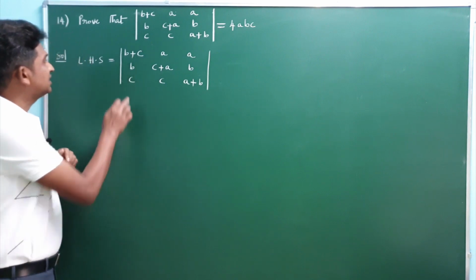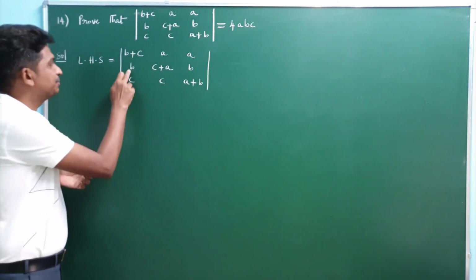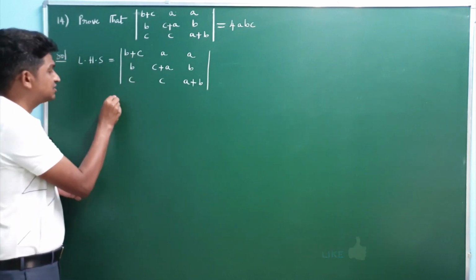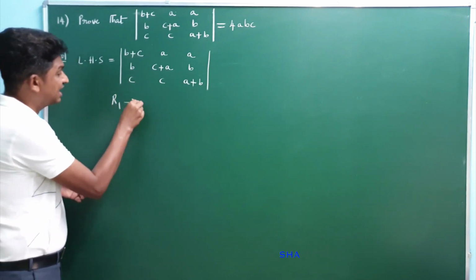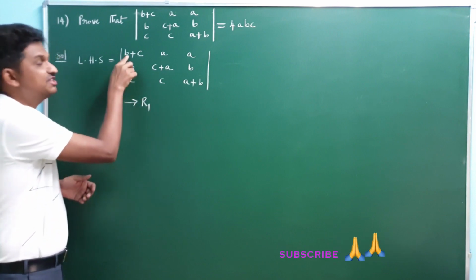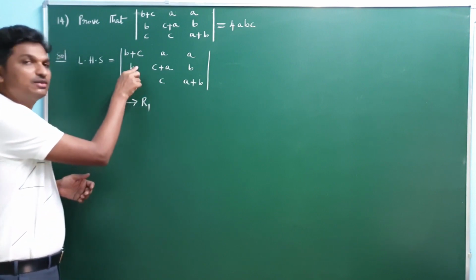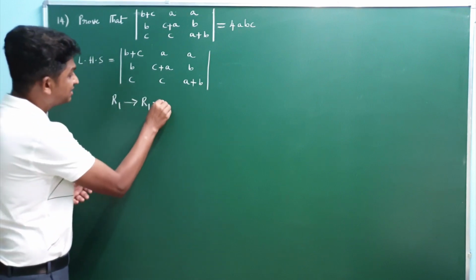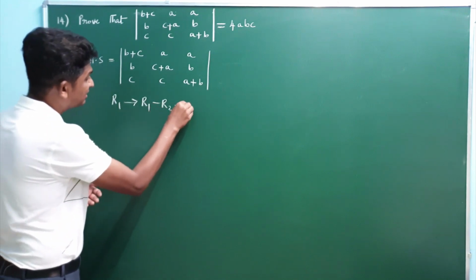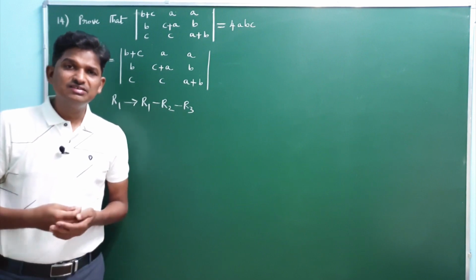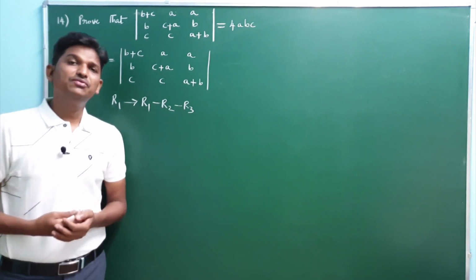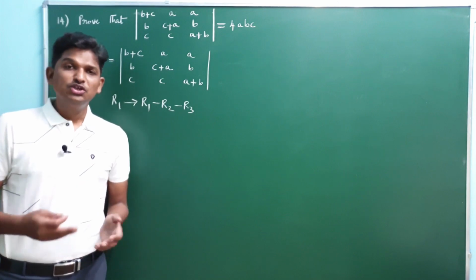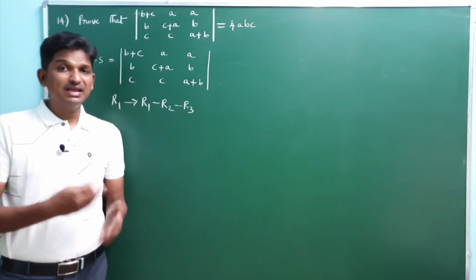Seeing this question, here B plus C is there, here B is there, here C is there. So what I'll do, I'll use this operation. See, R1 changes as R1, R1 means B plus C. Now I'll subtract B and C so that this element will become 0. R1 minus R2 minus R3. Initially, other than this, you don't get much idea how to simplify this, however much thinking you do, however many operations you do. You cannot simplify better than this.